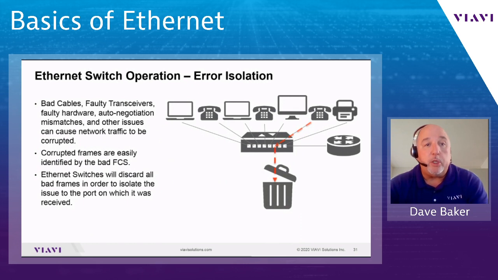Now, one thing switches do is error isolation. That frame check sequence allows switches to isolate errors to a given port. Whether it's a managed switch or an unmanaged switch, it's going to do this. Whenever traffic is received in error, it's basically just discarded. It's not going to be forwarded on to the trunk ports or forwarded on to any other user ports and cause issues with them or congest their links with garbage.